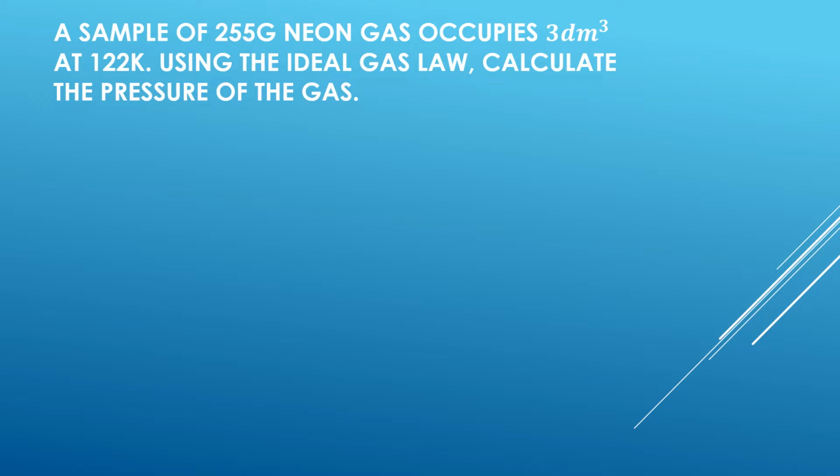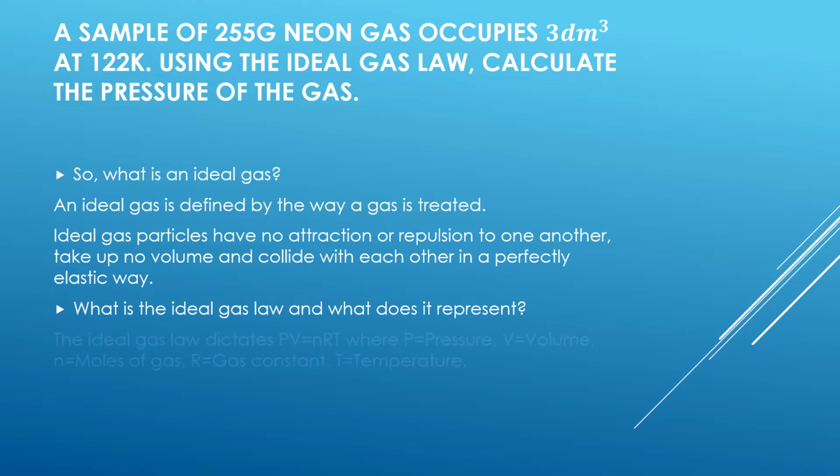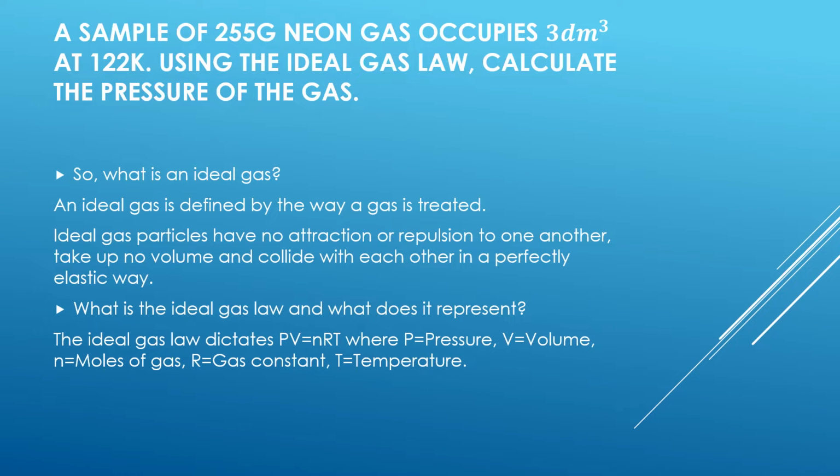So first off, let's have a little look at what defines an ideal gas. When a gas is treated to have no volume, no attraction or repulsion to other molecules, and only perfectly elastic collisions, it's defined as an ideal gas. The ideal gas law dictates that pressure multiplied by volume is equal to the moles of gas multiplied by gas constant multiplied by the temperature.